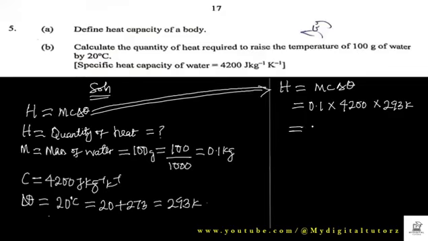And if you do that, you're going to have 123,060 joules. So this is your answer.